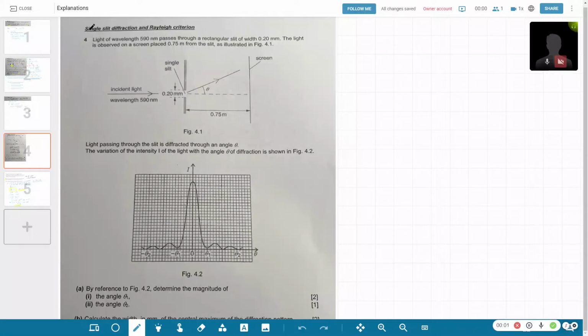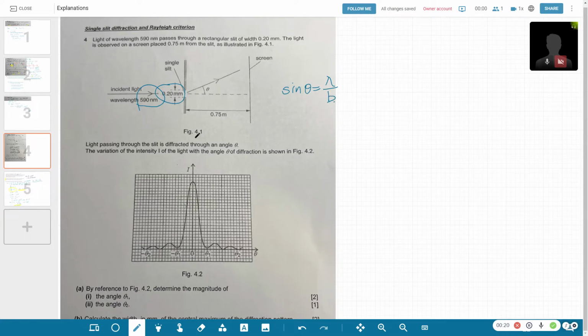Okay, so this question is on single slit diffraction and Rayleigh's criterion. You are given a wavelength of 590 nm, and you see the slit width b. This is single slit diffraction, so immediately we need to know that we need this formula for the first order minima: sin theta equals lambda over b. So we'll be using this.